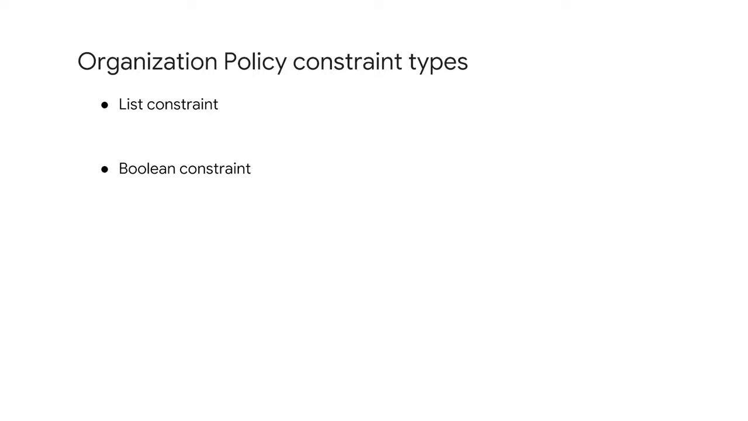Earlier, we said a constraint is a particular type of restriction against a GCP service or a list of services. Think of a constraint as a blueprint that defines what behaviors are controlled. The enforcing GCP service will evaluate the constraint type and value to determine the restriction. There are two main constraint types, list and Boolean.